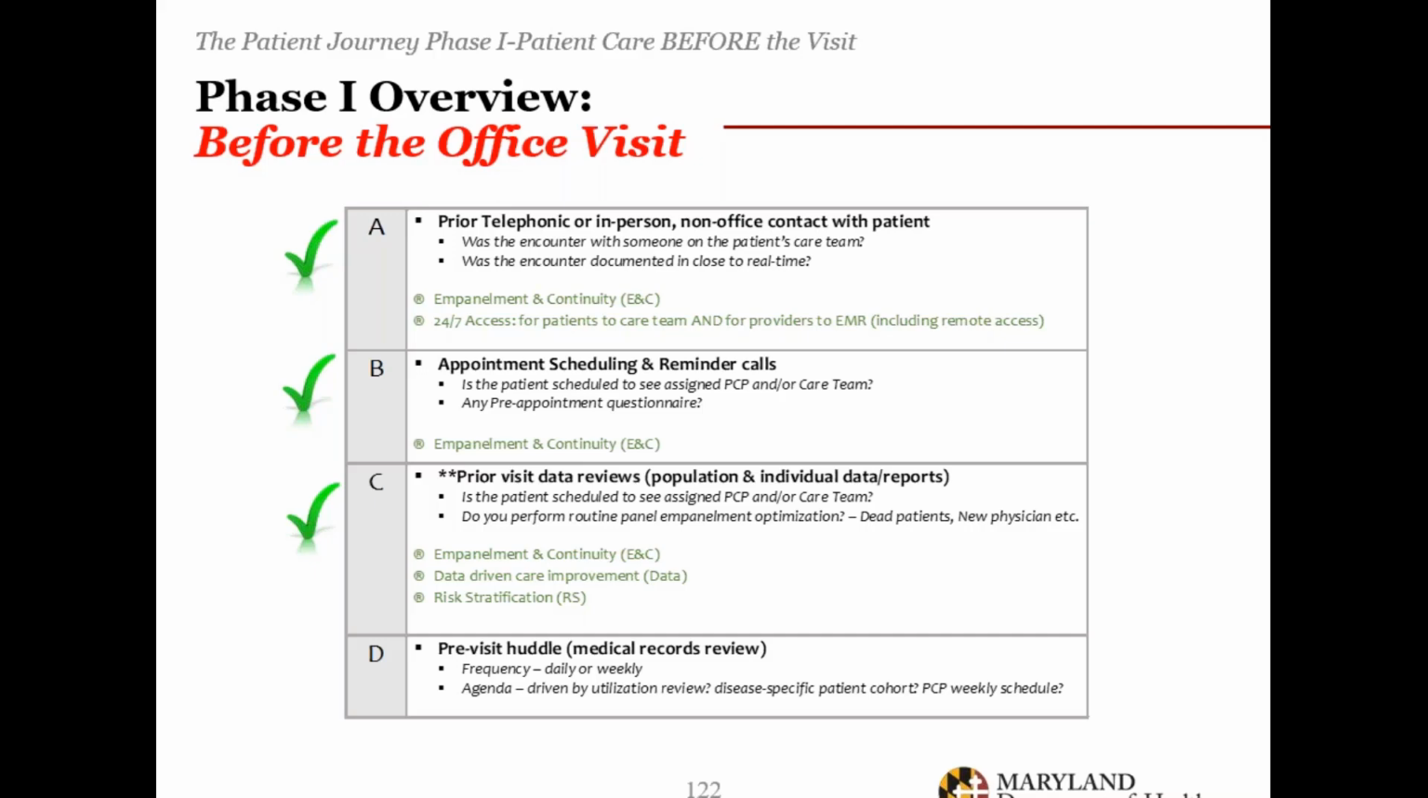For data reviews that you do, this again will touch on your empanelment and continuity, data-driven care improvement, and re-stratification. And then we talked about, someone already mentioned this, team building. We will talk about pre-visit huddle, and then the frequency. Do you do daily? Do you do weekly? And the agenda. What's your agenda? How do you do this?